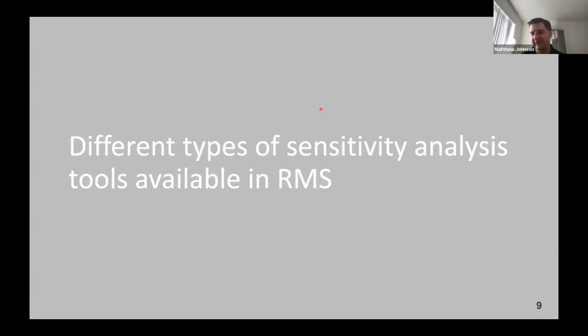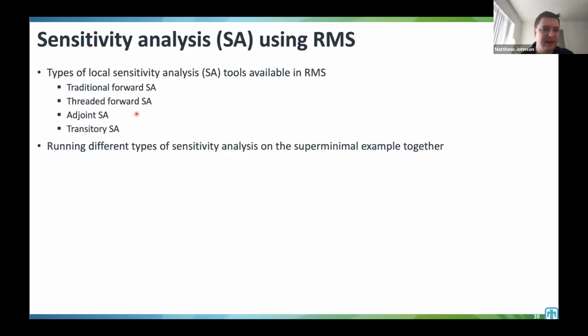So next we're going to focus more on the main sensitivity analysis and the tools available in RMS. There are, I would say, three main types of sensitivity analysis in RMS. I would separate traditional forward sensitivity analysis, threaded forward, and adjoint, and transitory is kind of in its own category, but I'll talk a little bit more about that when we get there. And we're going to run different types of sensitivity analysis on the super minimal example together when we get to the end.